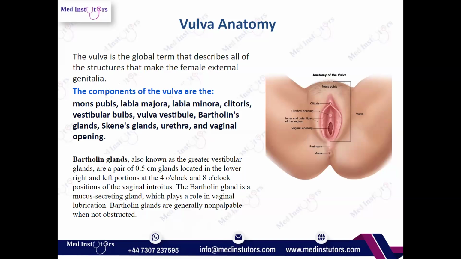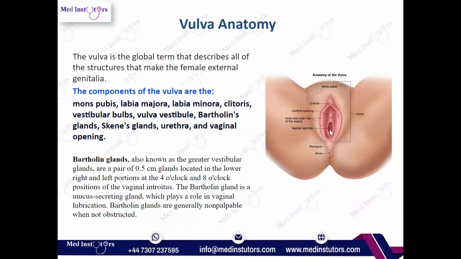So let's talk in a bit more detail about the Bartholin gland. It is also known as the greater vestibular gland. They are paired 0.5 centimeter glands located in the lower right and left portion at the 4 o'clock and 8 o'clock positions of the vaginal introitus. The Bartholin gland is a mucus-secreting gland which plays a role in vaginal lubrication. Bartholin glands are generally non-palpable when not obstructed.